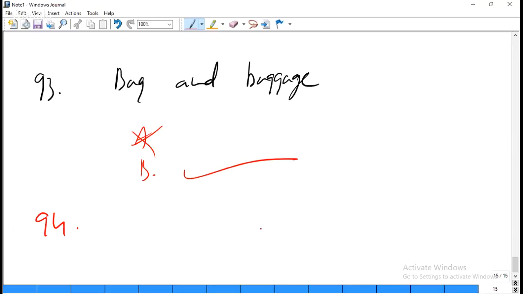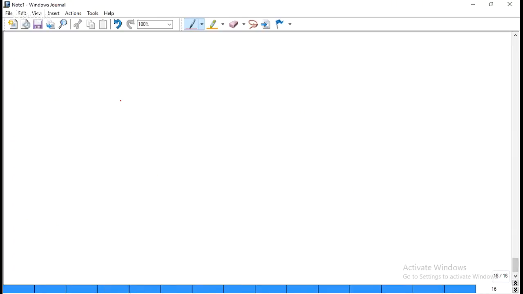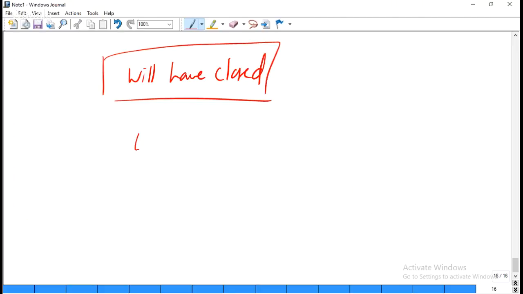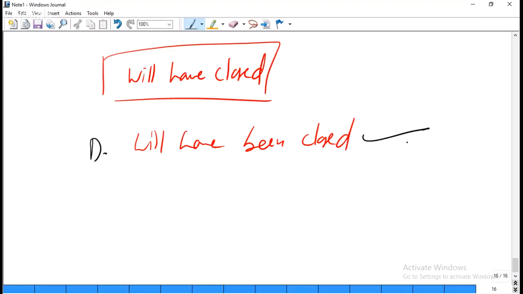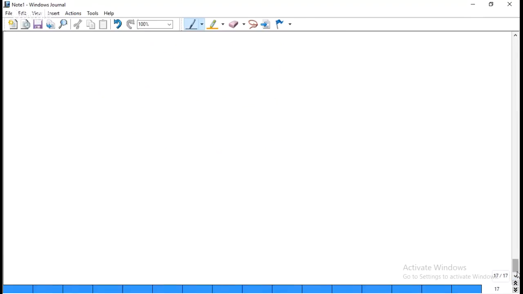Question number 94. Active passive. The question is with this structure: will have closed. So the option should be will have been closed. Look at the options. Only option D is with this structure. So this is the correct answer. 94 D.